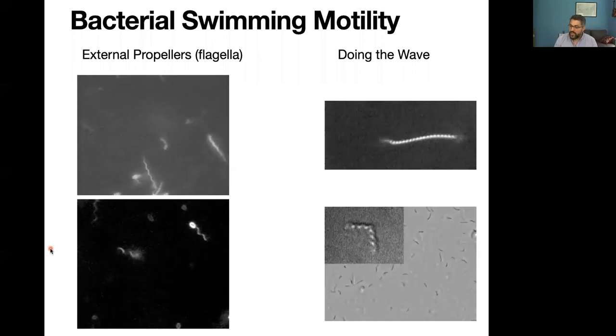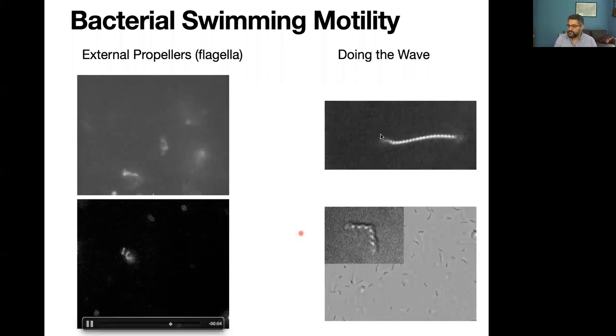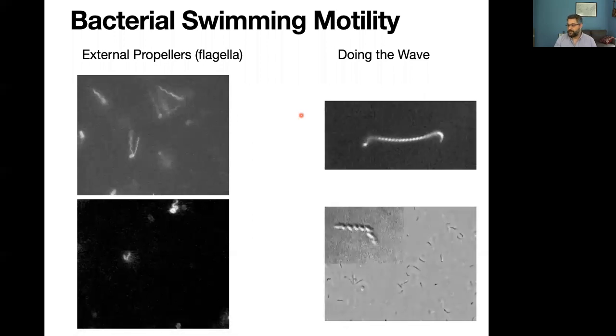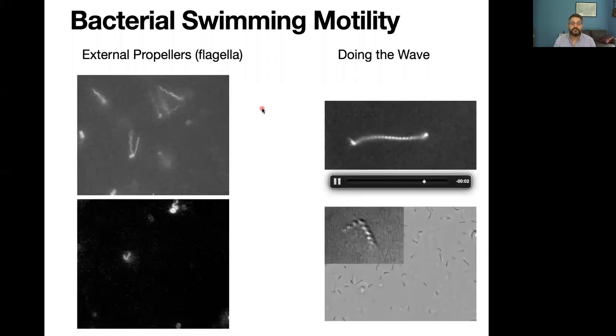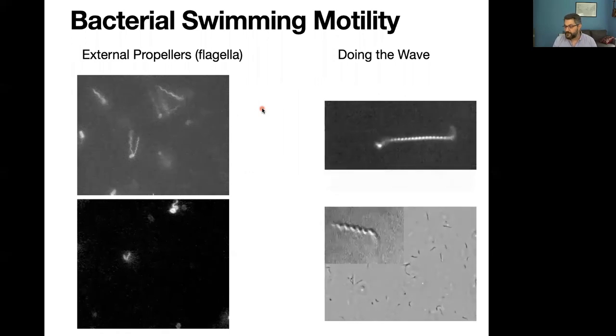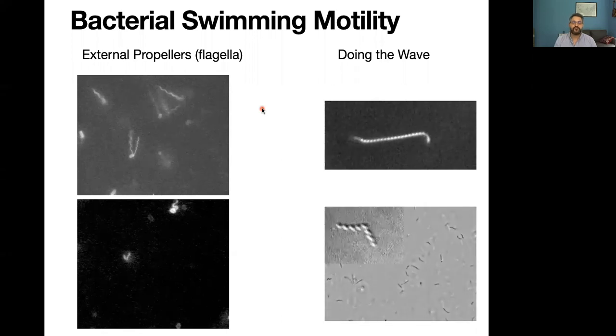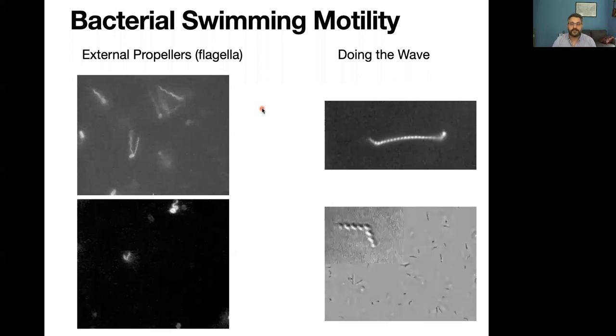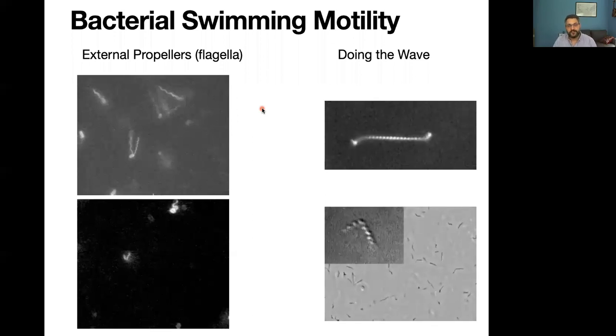There's another way of moving, which essentially uses the whole body to do an undulating propagating wave. On the top, you have a spirochete called Leptospira. Spirochetes cause many diseases, syphilis, Lyme disease, and this organism is helical, but it has an internal flagellum. And what that flagellum does is it produces a traveling helical wave along the cell body itself. That wave then propels the cell forwards.